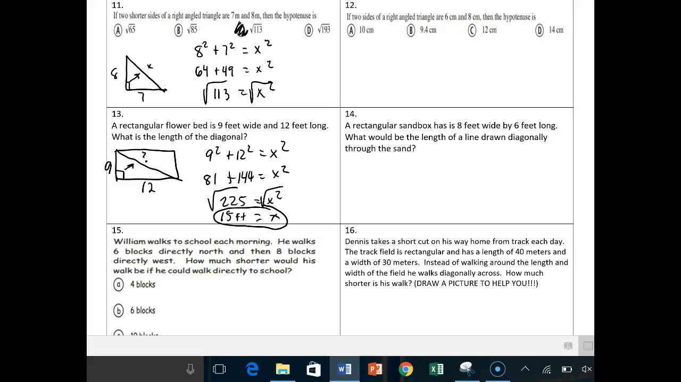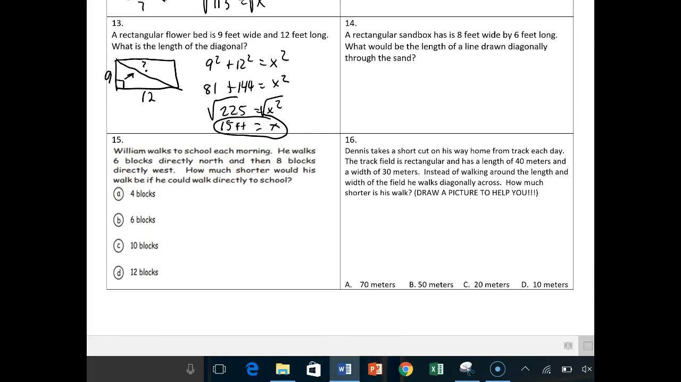Again, draw a picture. Number 12, William walks to school each morning. He starts off walking 6 blocks north. There's 6 right there. And then he walks 8 blocks west. So to the west is to the left, so he walks 8 blocks west. How much shorter would his walk be if he walked directly? So here's that direct walk, right? So here's his house, and here's school. And his normal walk is go 6 and then 8.